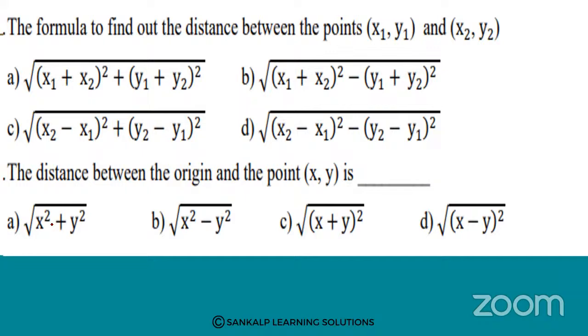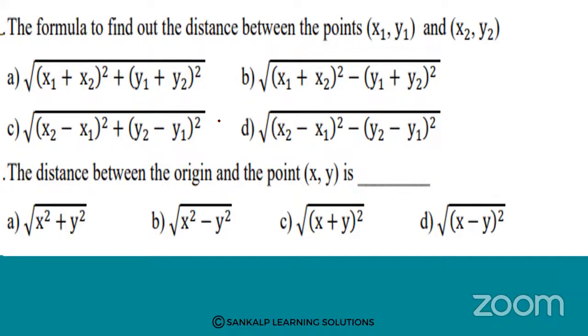The formula to find the distance between the points x1, y1 and x2, y2. That means you are going to write the distance formula here. So when you get the coordinates x1, y1 and x2, y2, you are going to write the distance formula. That is d is equal to root of (x2 minus x1) whole square plus (y2 minus y1) whole square, right?